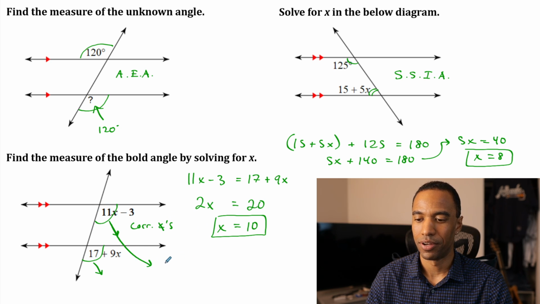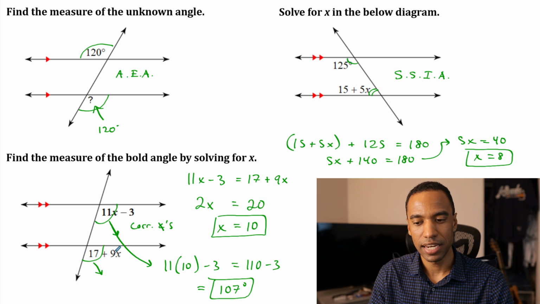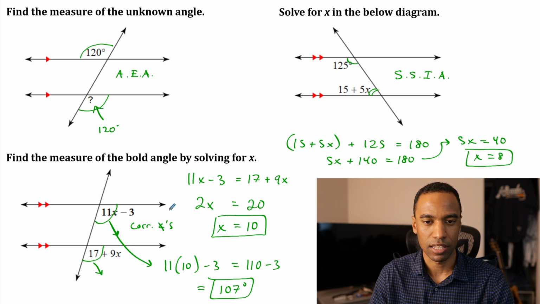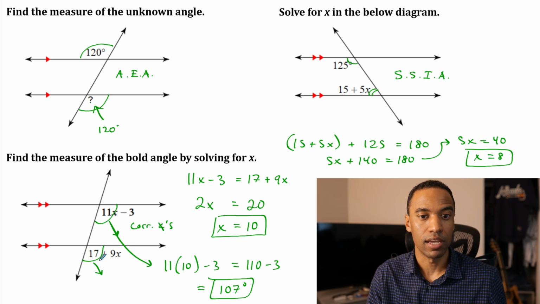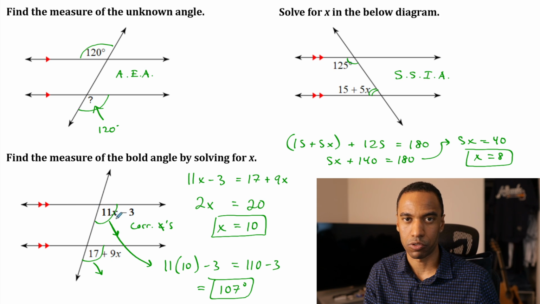Let's continue that arrow. This bold angle here is 11 times 10 minus 3. That's 110 minus 3, which is 107 degrees. And if I substitute 10 into here, I get 90 plus 17. That's also 107 degrees. They should be. These angles are congruent only when the lines are parallel.